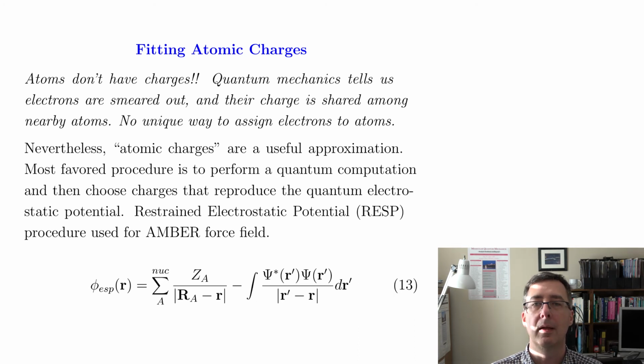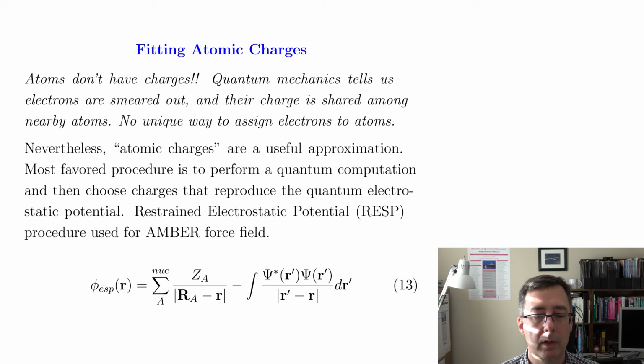And I don't really know the electron is at point R prime, so I have to get the probability that's the case, so that's psi star of R prime times psi of R prime. And because the electron could be anywhere, I have to integrate this over all possible locations R prime, so that's what the integral is doing for us. And you'll notice you're integrating over R prime. So that's it. That gives me the electrostatic potential at location R due to the nuclei and the electrons.